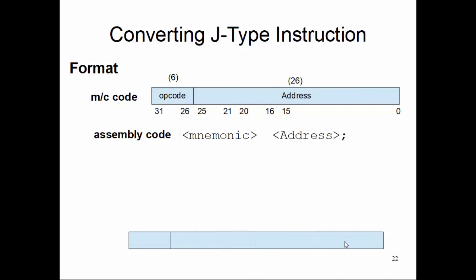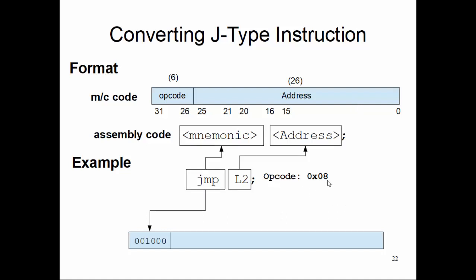Now coming back to the J-type instruction. The J-type instruction has two fields. One is the opcode, which is the most significant 6 bits, and the other is an address associated with that. So the assembly code is mnemonic and address. For example, jump to L2, opcode 8, and then we have some values corresponding to L2. We'll be discussing how, from a label, we can determine what value needs to be put here.